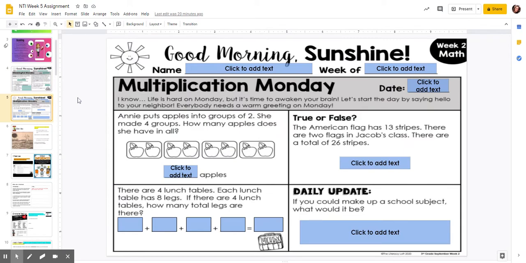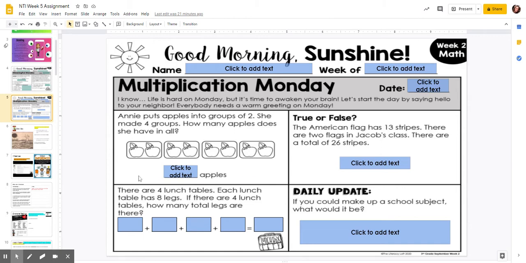For Multiplication Monday, if you've been doing your number corner and paying attention to groups, then this is going to be a review for you. In multiplication, you are looking at repeated numbers over and over again, or repeated addition. And then multiplication is just a form of repeated addition. So instead of saying 2 plus 2 plus 2 plus 2, we say there are 4 groups of 2.